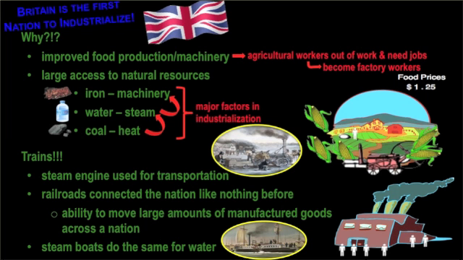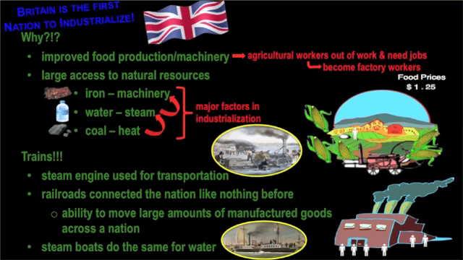Now, locomotives became very profitable once it was realized that they could transport large amounts of goods from manufacturing cities to port towns and transport large numbers of passengers over great distances in a short amount of time. And again, railroads connected the nation like nothing before because of this ability to move large amounts of manufactured goods across the nation. And like locomotives, steamboats allowed a large amount of cargo to be transported using the power of steam rather than manpower on boats, thanks to people like Robert Fulton in the Americas.